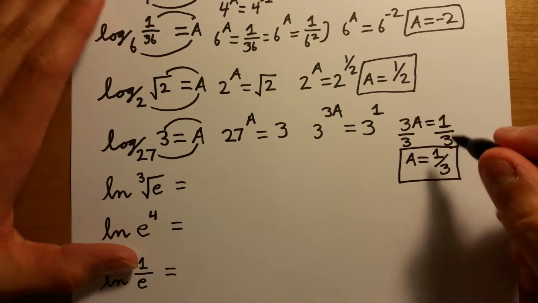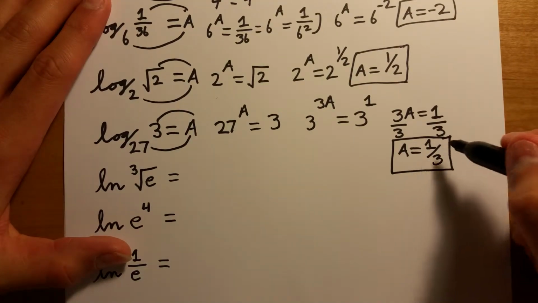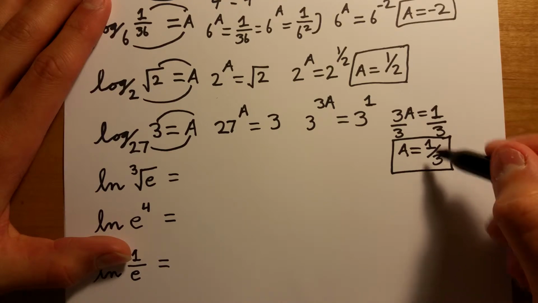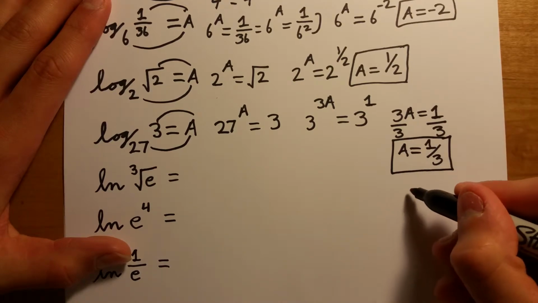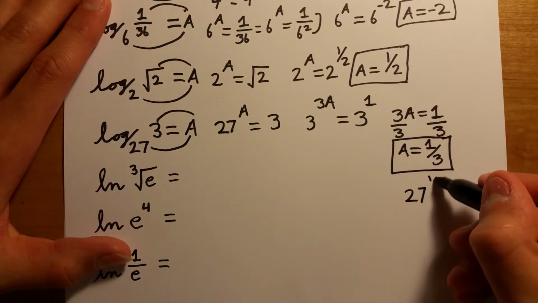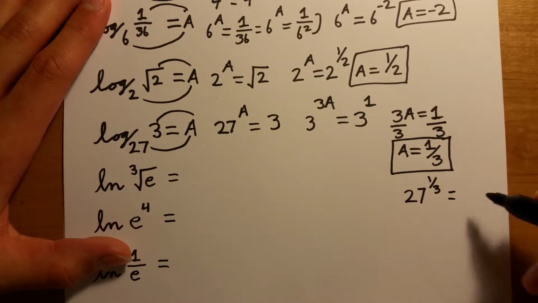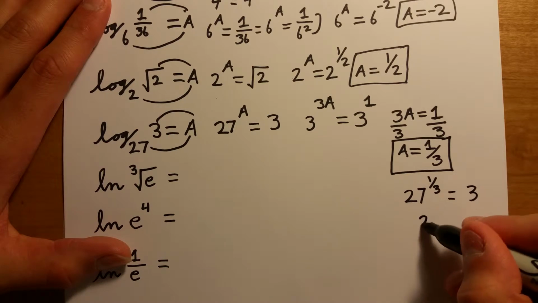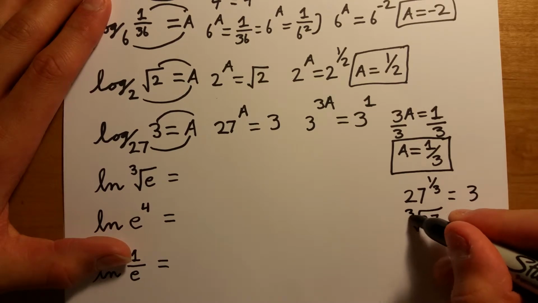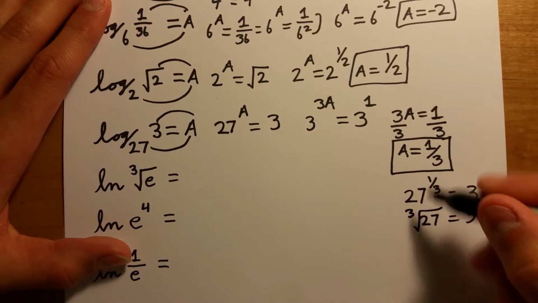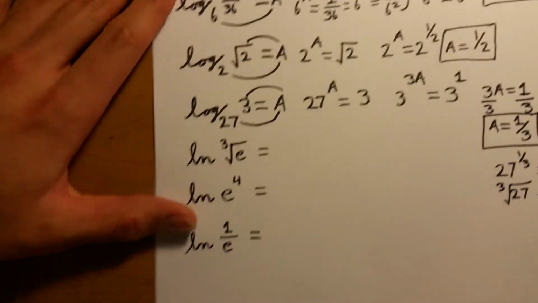Because remember, again, fractions, if you were to apply this fraction as a power, essentially it would look like this. Then your answer would be 3 because it's 27 to the cubed root. They're the same thing, they're just written a little differently.